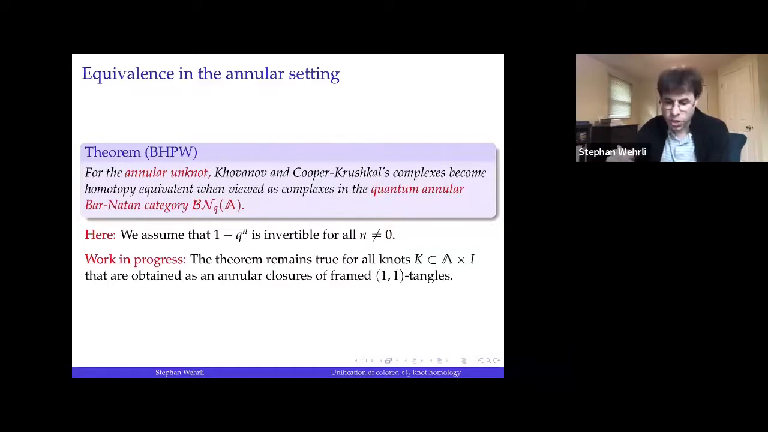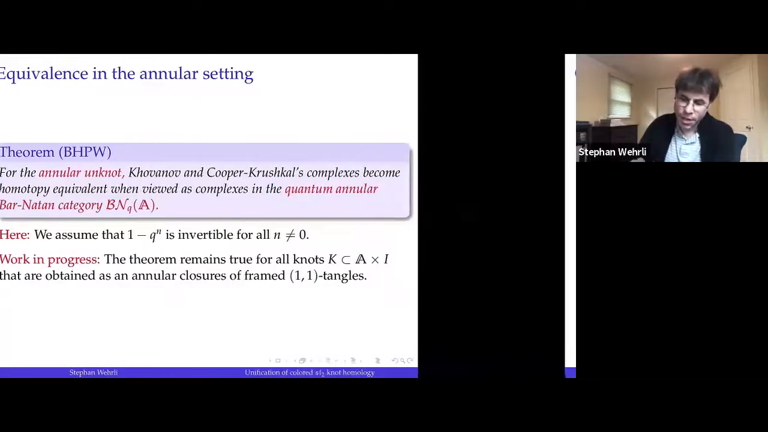And here we have to assume that Q is generic. So this deformation parameter is generic, where generic means that 1 minus Q to the n is invertible for all non-zero n. So in particular, this result does not hold if Q is equal to 1. So we have to deform the Bar-Natan category for the result to hold. And then we also believe that we can generalize this to arbitrary annular knots that can be obtained as closures of 1-1 tangles, but that is still work in progress. Okay, so that's the theorem that I want to talk about.